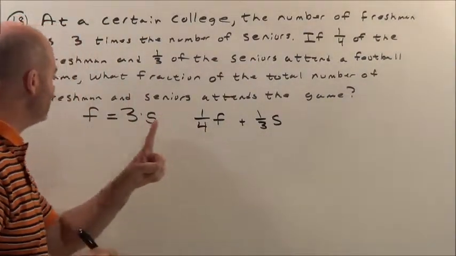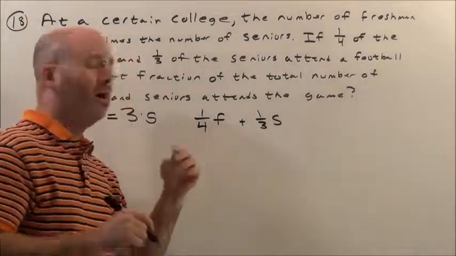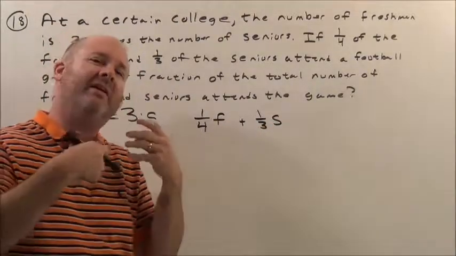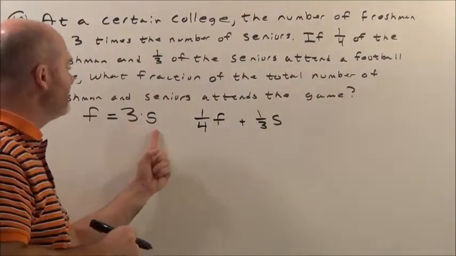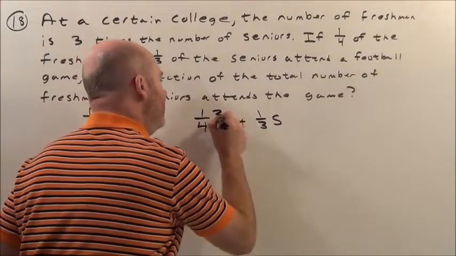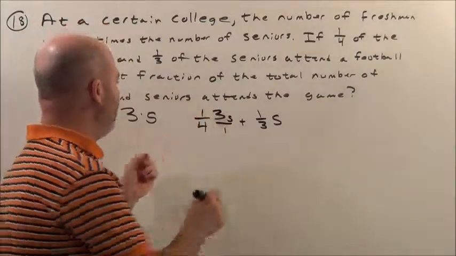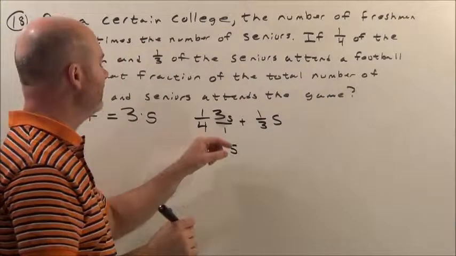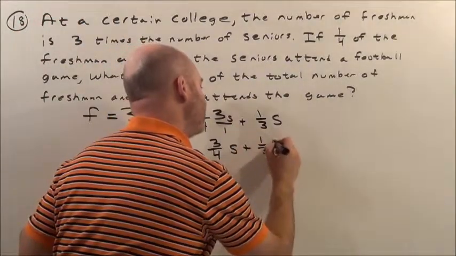Well, let's wait a second here. The number of freshmen is the same as 3 times the number of seniors. I'm always taught that whenever I'm trying to deal with this, I can't combine F and S's. But if I could get them all to be the same variable, then I'm going to get somewhere. So if F is the same as 3S, I can just erase that F, and say, hey, that's 3S over 1, really. So what I have here is 3/4 of an S. A fourth of the freshmen is the same as 3/4 of the seniors, plus a third of the seniors.